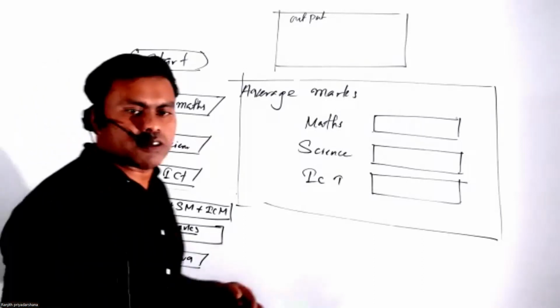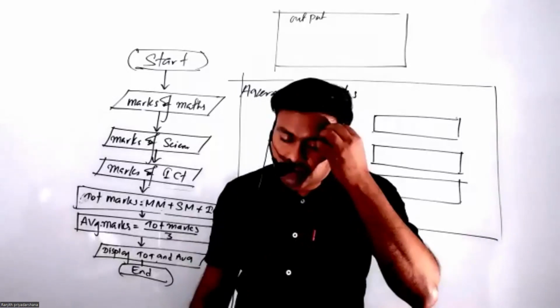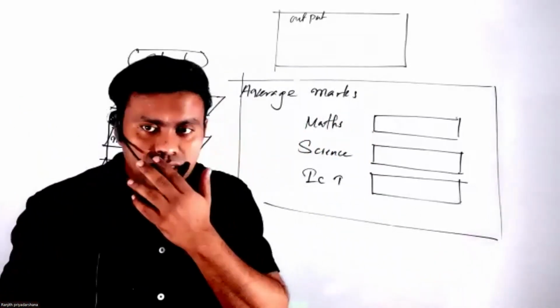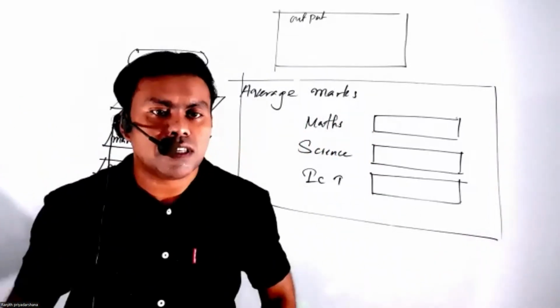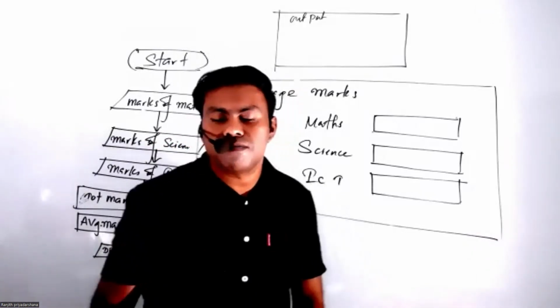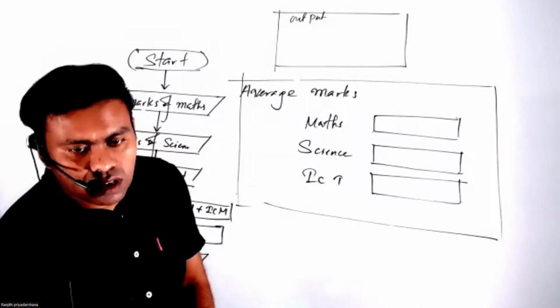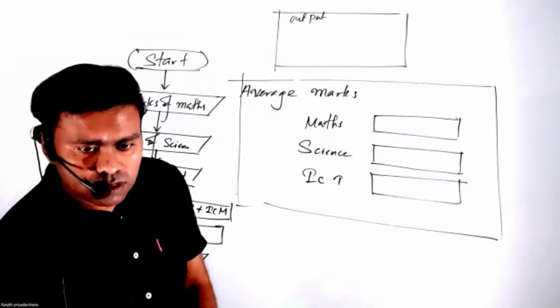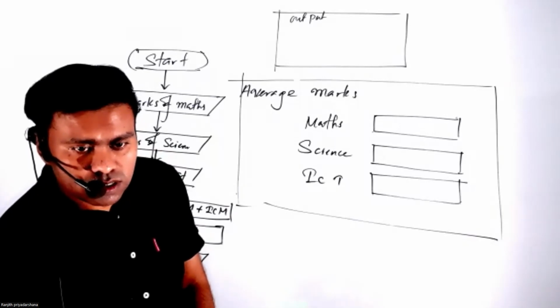So this is the flow chart of this algorithm, right? The way of doing that, I showed you last week. For this, we are going to use a server, right?